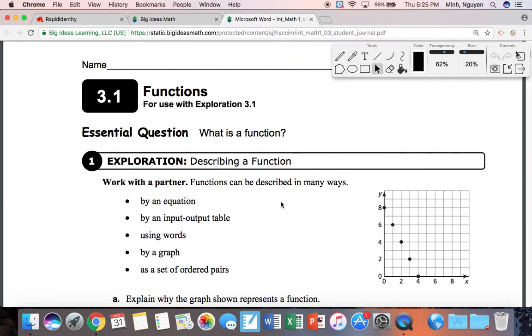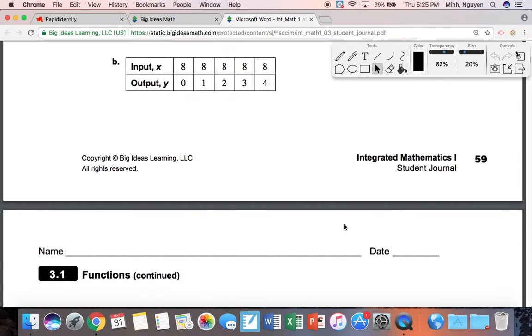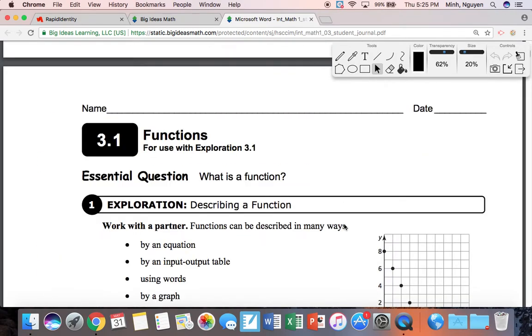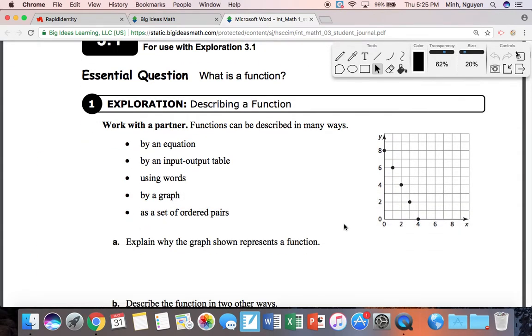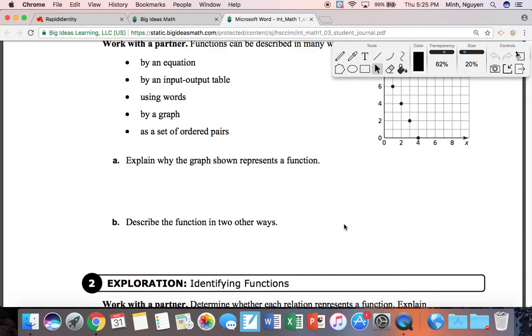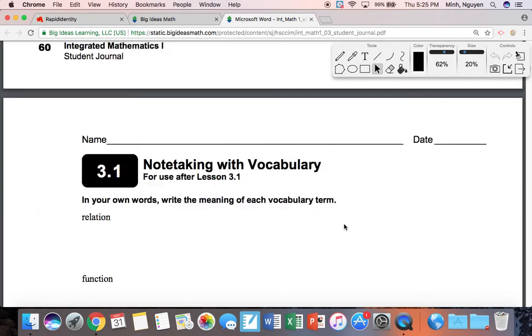In the first section, page 59 of your student journal is just functions. We're going to learn what a function is and what that looks like. It can be represented a few ways. An equation, an input-output table, using words, a graph, or a set of ordered pairs. That's quite a number of ways, 1, 2, 3, 4, 5, and we'll just explore them together.